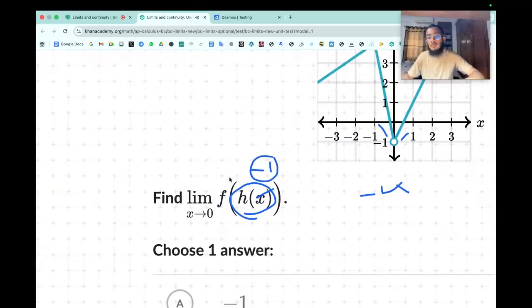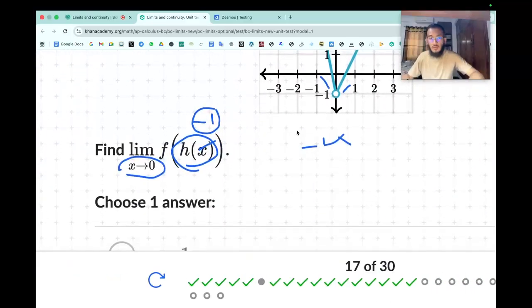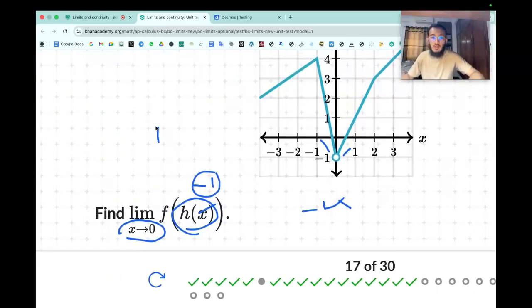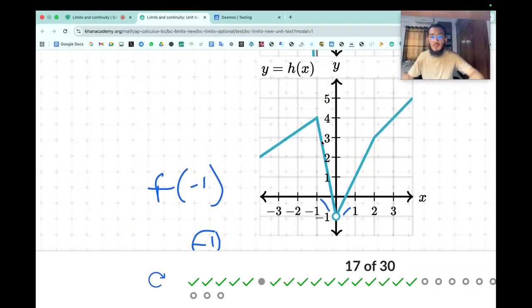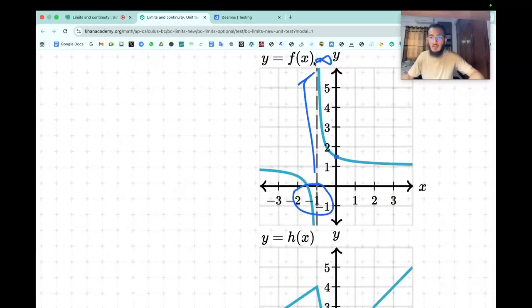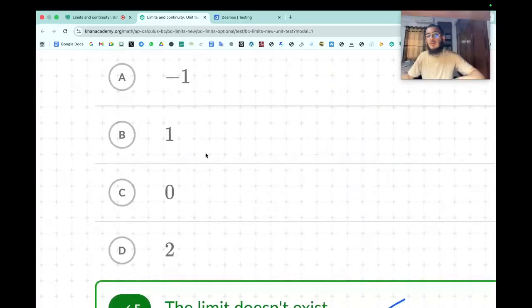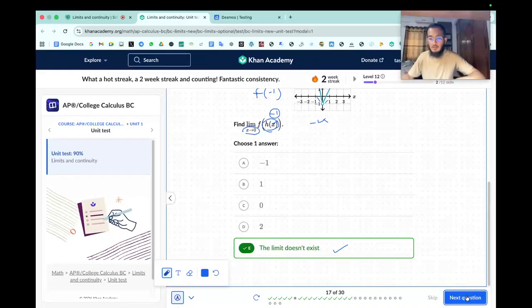So what we do is we plug in. We find the limit of hx as x tends to 0, which is minus 1, and then we find the value of f minus 1. So as we can see, f minus 1x doesn't have a value. It is like infinity or undefined. So that's why we can't say there is a specific limit.